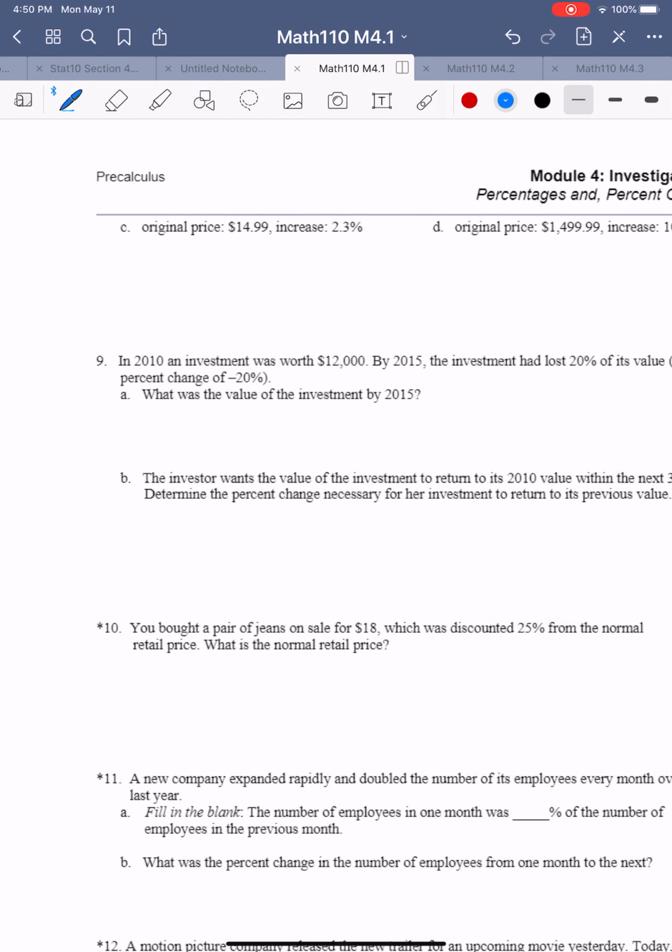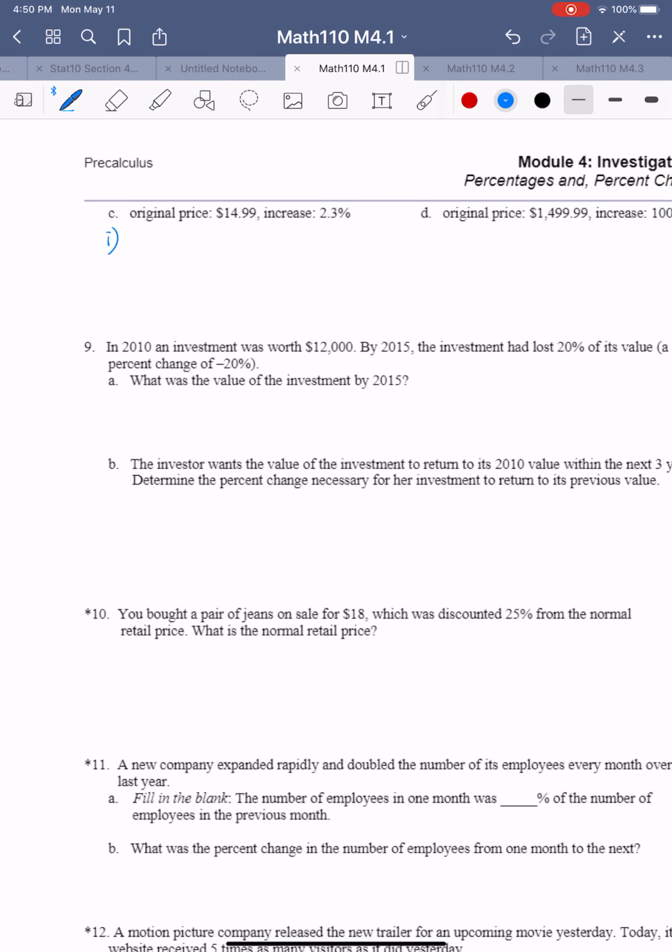All right, next page. The original price was $14.99, an increase of 2.3%. So number 1, a 2.3% increase. And number 2, in order to increase the $14.99 by 2.3%, you need to put 1.023. And then to get the new price, you multiply 1.023 by the original price. And the price comes to $15.33.